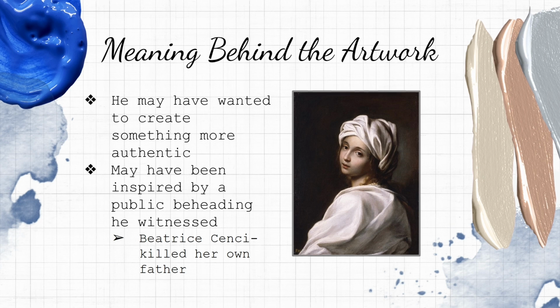Caravaggio may have been driven by a desire to create something more authentic and truthful within this painting, moving beyond traditional religious art. Some scholars believe his intense realism was inspired by real life violence he witnessed, which was a public execution. As you can see in the image here, this was a woman by the name of Beatrice Cenci. She was a young Roman noblewoman who was executed in 1599 for murdering her abusive father.